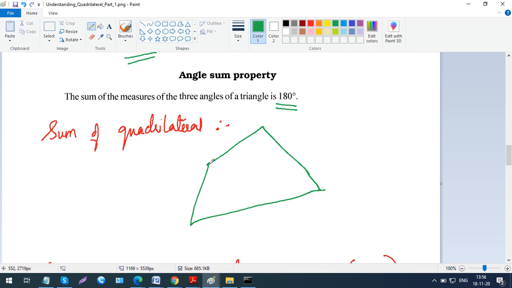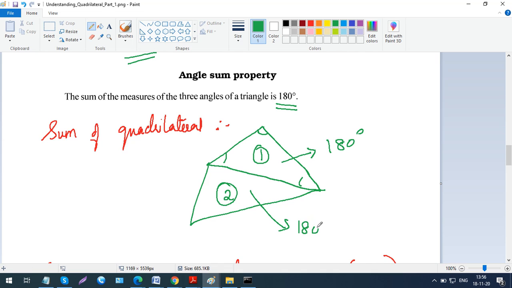Now here, if I divide this into 2 by joining a diagonal, I get 2 triangles, right? On top I get 1 triangle, here I get the other triangle, and I know that the angles in a triangle always add up to 180. So here I get 180 degrees separately, here I get 180 degrees separately. So the total angles added together will be 180 plus 180, which equals 360 degrees. So the sum of angles of a quadrilateral is 360 degrees.